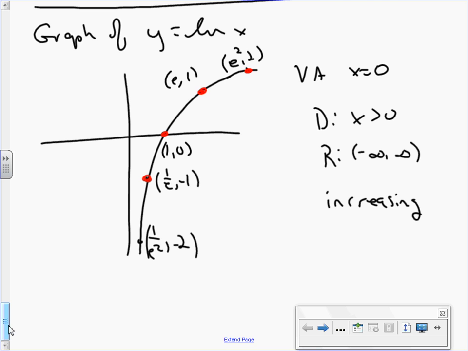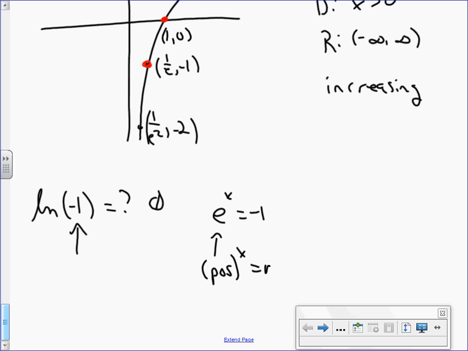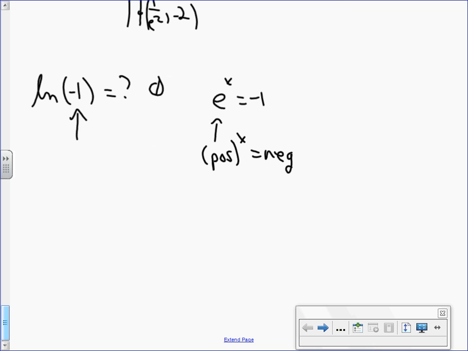Just looking at the graph, if I asked you to say, what is the ln of -1, if I asked you to find that, you can see that this is outside the domain, so there is no such creature, okay? And just as a connection to seeing that, that's because I'm asking you, e to what power is equal to -1? e is a positive number. You cannot take a positive number and raise it to a power and come up with a negative number. That can't be possible.